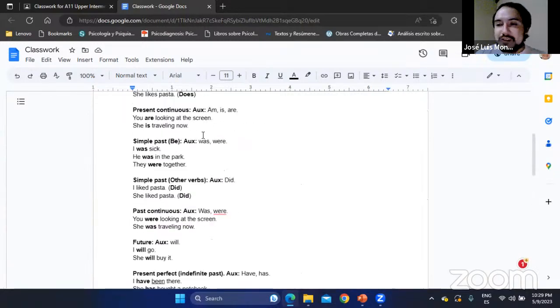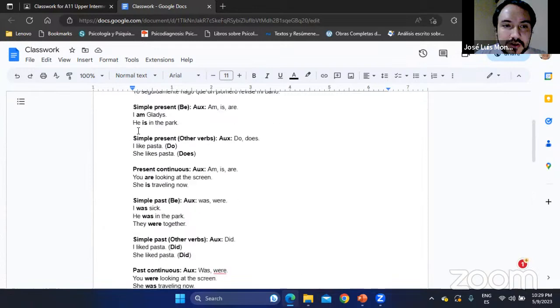So let's read, please, Gladys, we're going to read all these elements. Let's start with the simple present. Read the name, that is with be, read the auxiliaries, and read the two examples, please. And go like that in every tense. Let's do it, please.